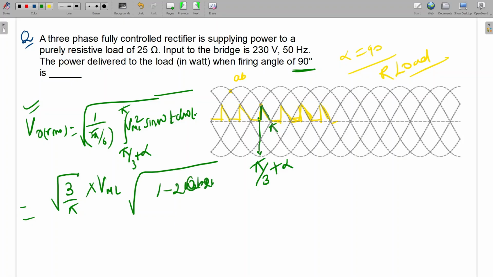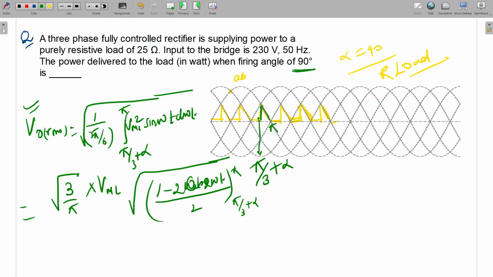Cos 2 omega t by 2, pi by 3 plus alpha to pi. Is it correct? So 2 pi by 6 I have taken outside, so that will be under root 3 by pi, and VML whole square, it will be VML, and inside it will be integral of, so here I should take integral.